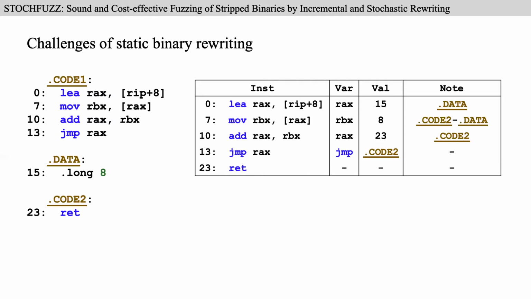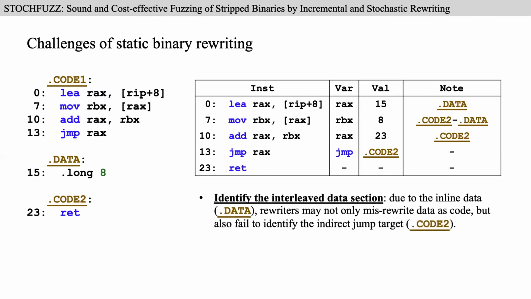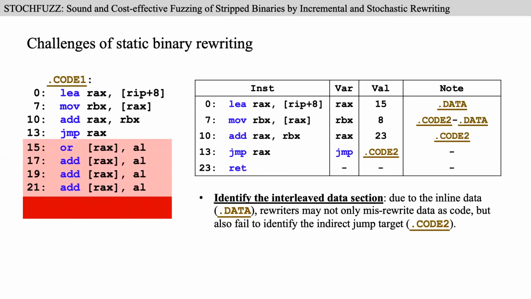Actually, there are two fundamental challenges of static binary rewriting. The first challenge is to identify the interleaved data section. It is fundamentally undecidable. If we fail to separate data from code, we may rewrite this data as code, resulting in rewriting errors. Additionally, this inline data increases the difficulty of finding indirect jump targets, for example, the code 2 section.